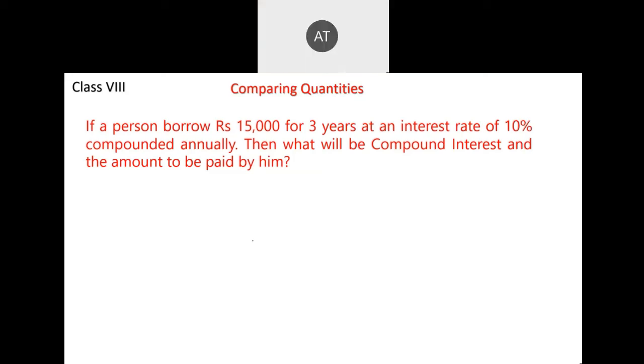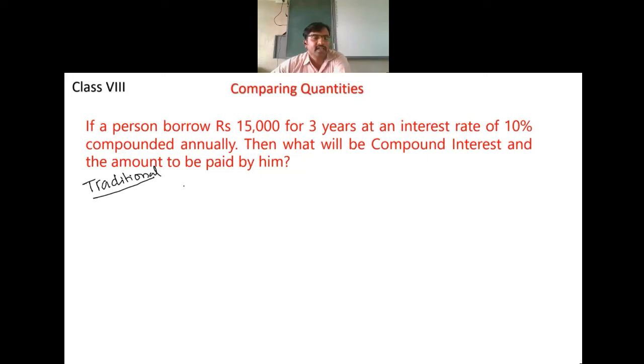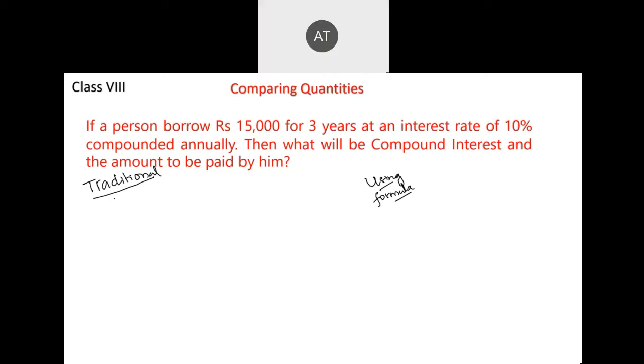Shall we solve this? We shall solve this in two different ways. One method is the traditional method. In the traditional method, we calculate the amount at the end of the first year, then the second year, then the third year. Another method is using the formula. Let's solve in both the methods. Which is easy? Using the formula is easy.